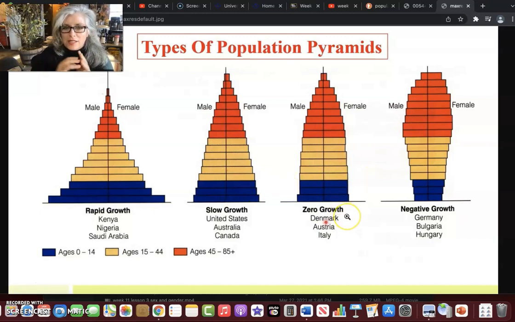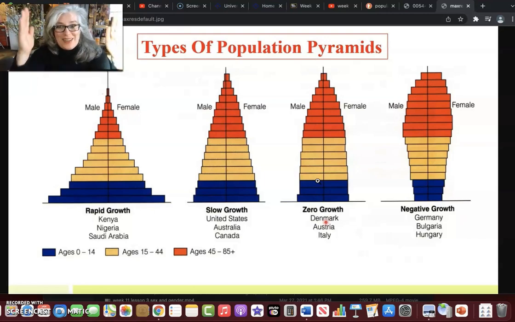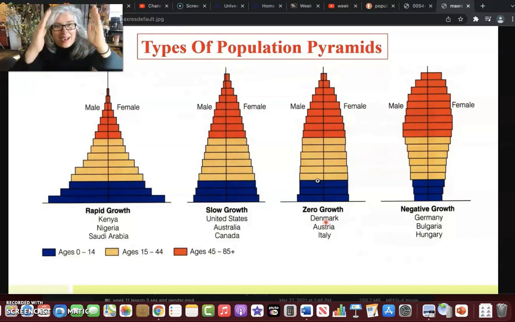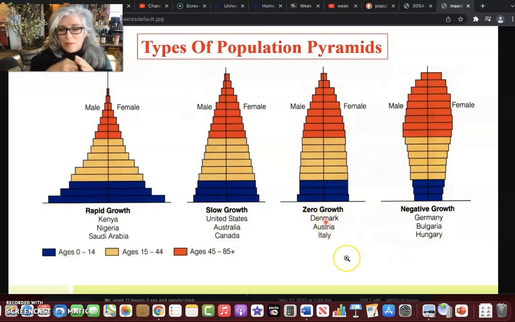Zero growth populations are not necessarily in danger of extinction. They just mean that the birth rate and the death rate are roughly equal. And so you can see that males and females, the lines on either side of the population pyramid, it's not really a pyramid anymore, is it? It's almost straight up and down until the upper age groups converge at the top. Anyway, these represent zero growth population places, and these countries listed here, Denmark, Austria, and Italy, are examples.